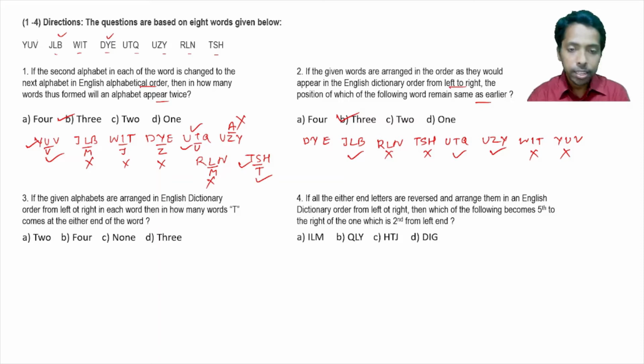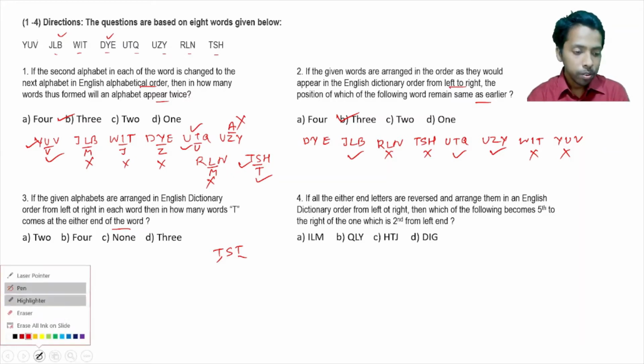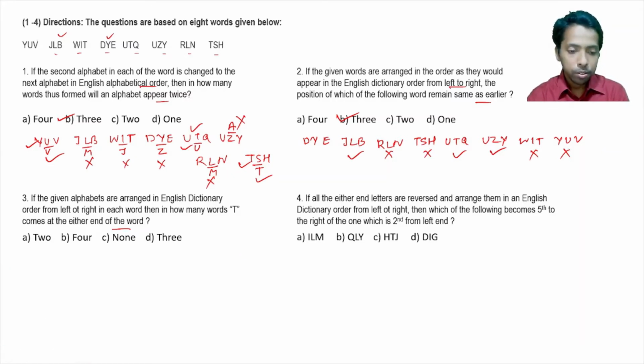Moving to question number 3 here. If the given alphabets are arranged in English dictionary order from left to right in each word, then in how many words T comes at either end of the word? Either end means, suppose if a particular word is T, S, T, this is either end, because T can come in the extreme left end or the right end of the word. So this is just for example, and we have to just perform the respective operation here in this particular question.